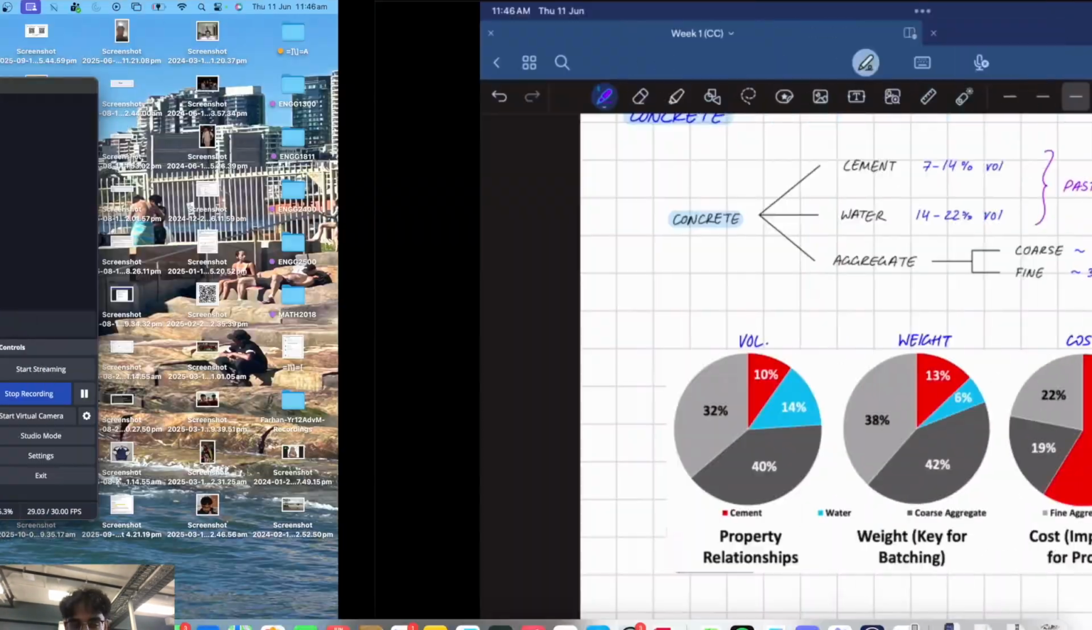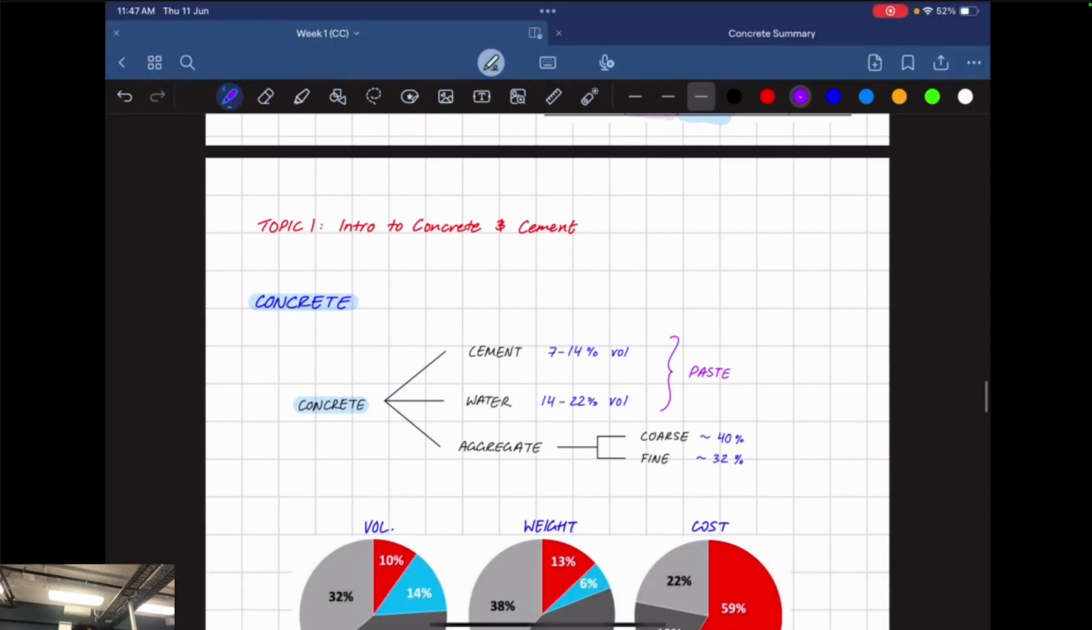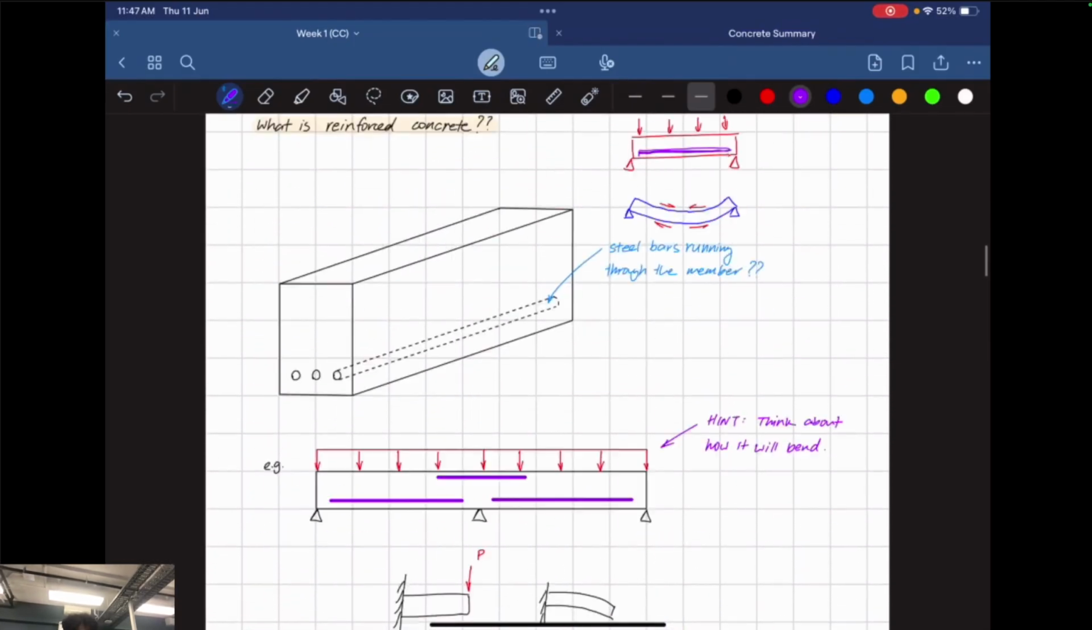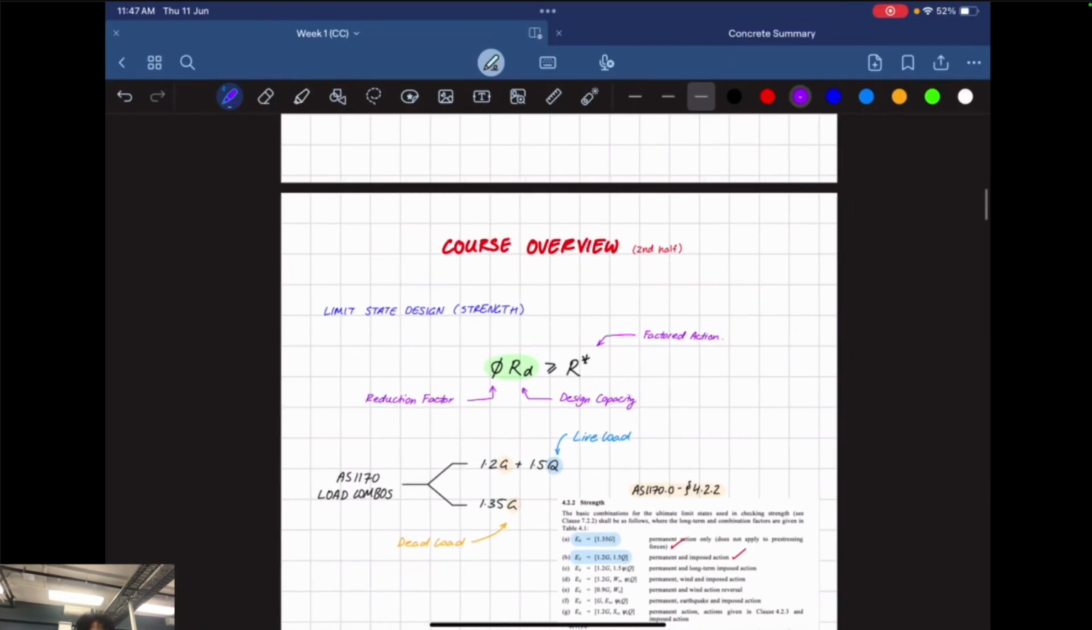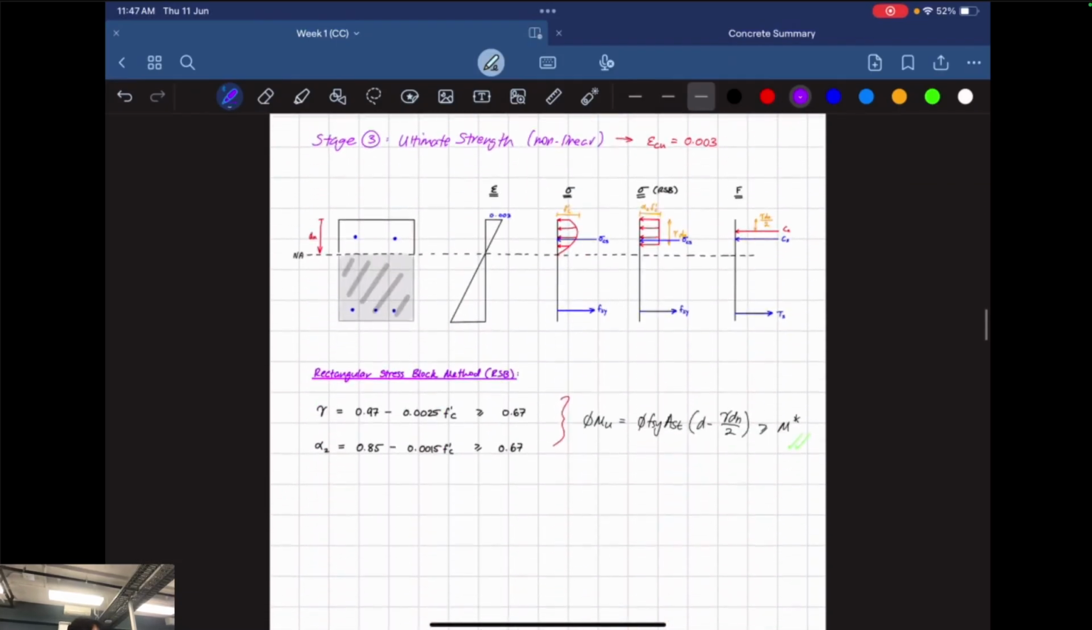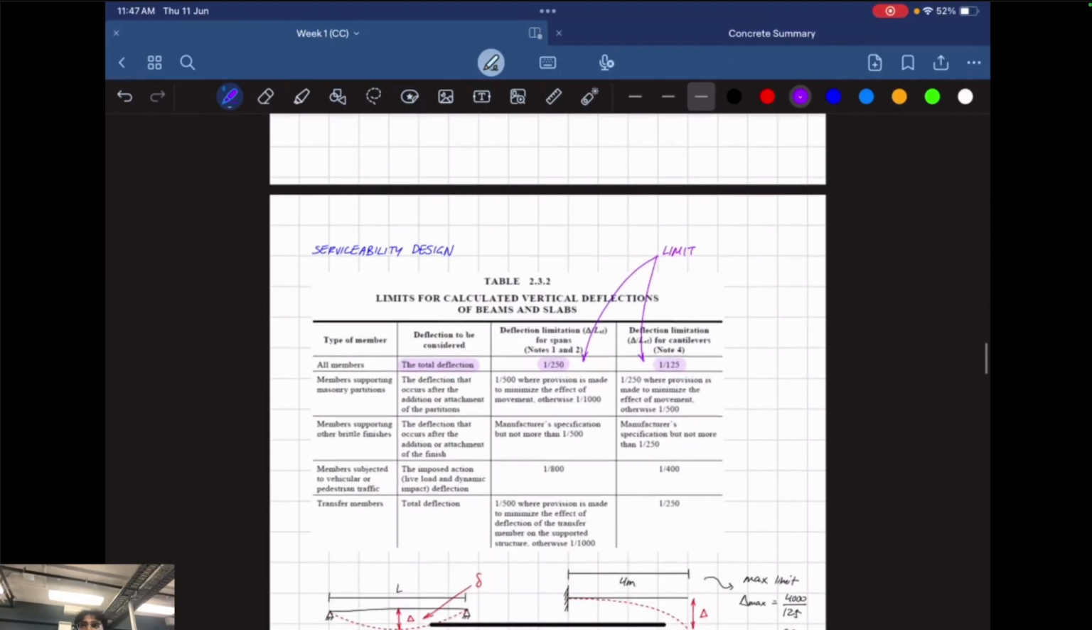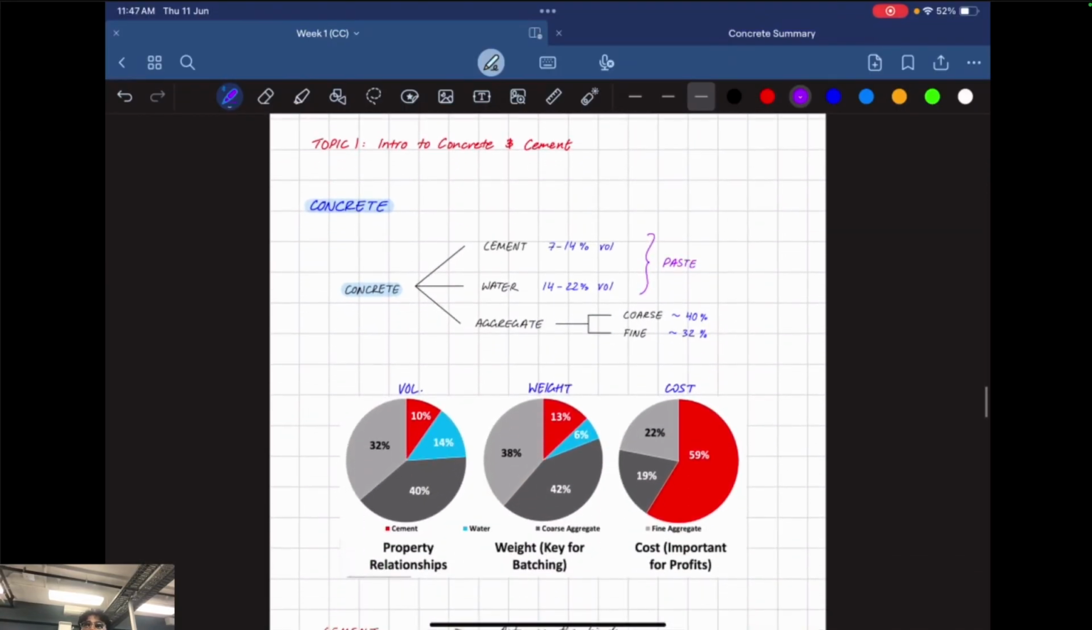Okay, so we'll get started. This is a continuation from the crash course, the second half of the crash course. In the first half I pretty much just went through a course overview, stuff like that. But for the second half, I wasn't too happy with how I covered it, so I decided to redo it now. I'm going to be covering topic 1, introduction to concrete and cement production and hydration, all that kind of stuff. Then next week I'll probably cover water, aggregates, and also fresh and hardened concrete.